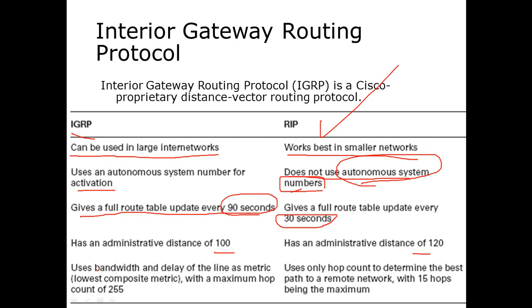The IGRP uses bandwidth and delay as the line of metric, and you can add more things that we have discussed in the previous slide, and the maximum hop count can be 255, but the default value is 100. Similarly, you can see the difference in the hop count and the metric as well, because RIP uses hop count as a metric, just a hop count, nothing else.